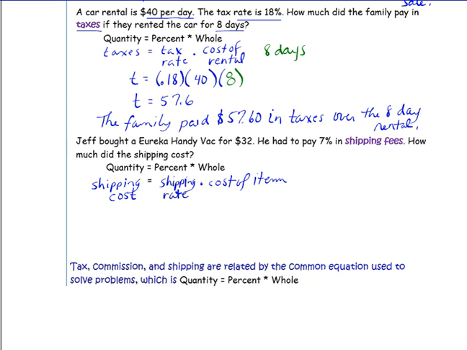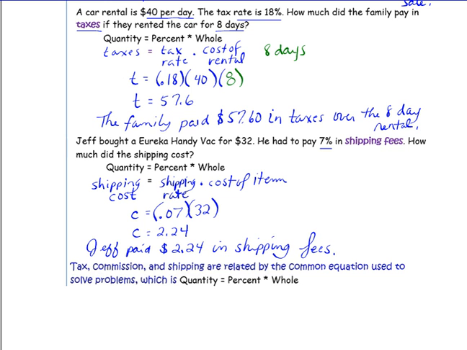So our shipping cost is what we're looking for. So we'll use a variable. Our shipping rate is 7%, which is 0.07, and the cost of the item was $32. So go ahead and calculate your answer, and you should get 2.24. What this means is that Jeff paid $2.24 in shipping fees. He is not a member of Amazon Prime.